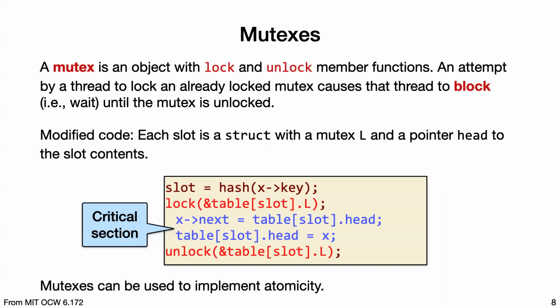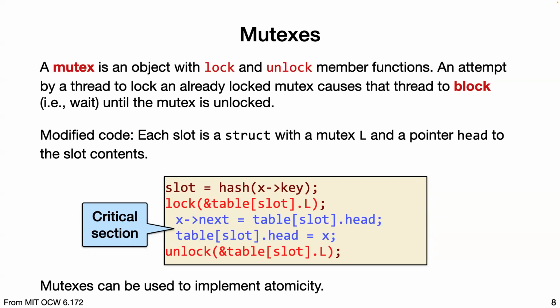Okay. And we talked about mutexes last time. OpenMP provides an implementation of mutexes. A mutex is just some object that allows you to lock and unlock that object. And if you try to lock an already locked mutex, then you will block, which means that you wait. Some thread will wait until that mutex is unlocked, which means that you can now access it again.